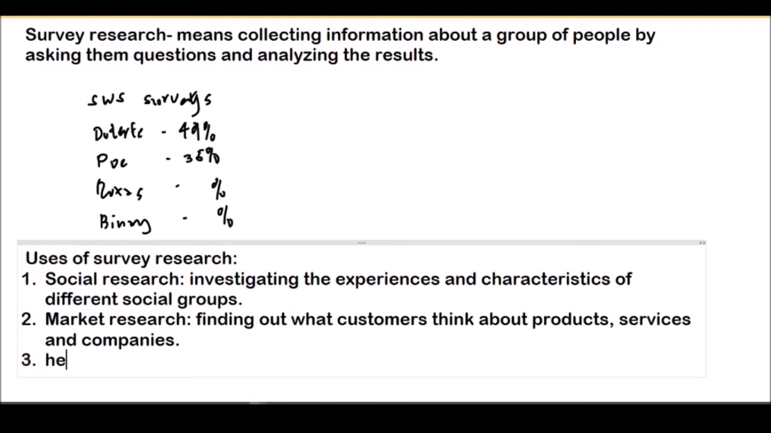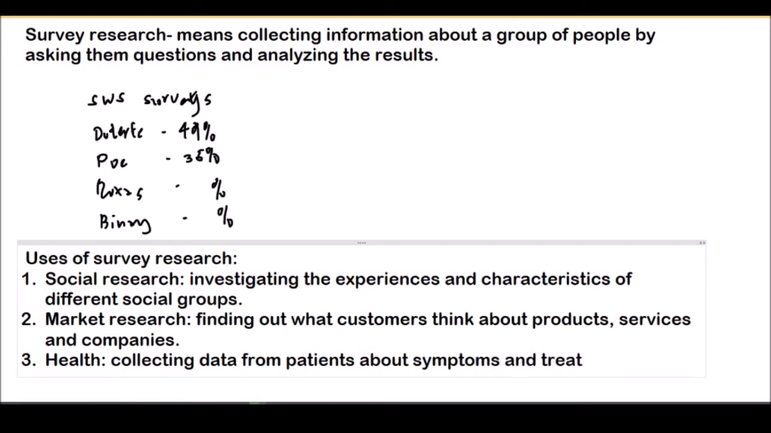Next we have health research, which means collecting data from patients about symptoms and treatments. Now we have the so-called vaccine for COVID-19, which I believe is in phase 3. One way of collecting data in order to gauge the effectiveness of the vaccine is health research, which includes a survey.